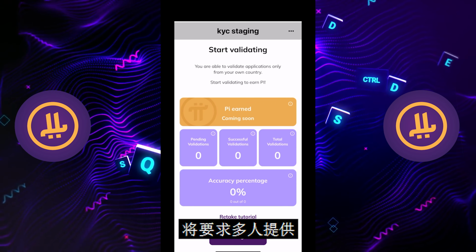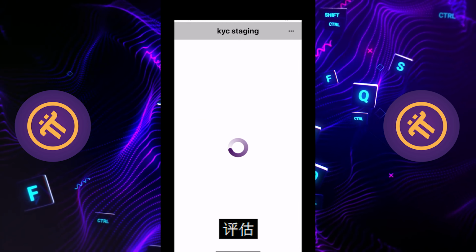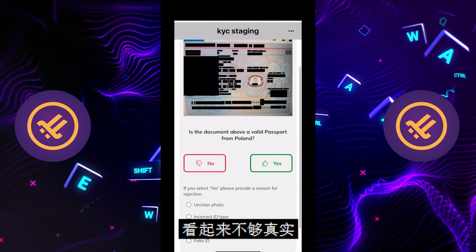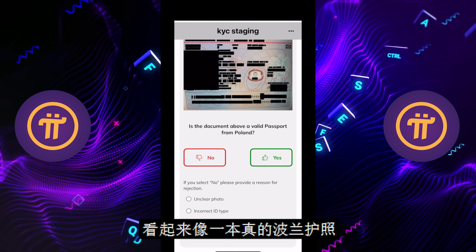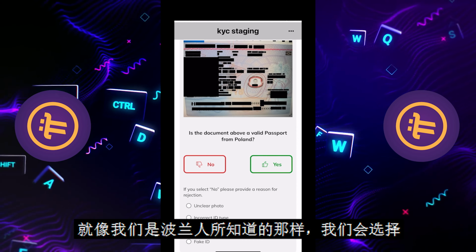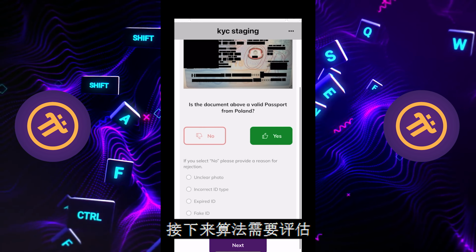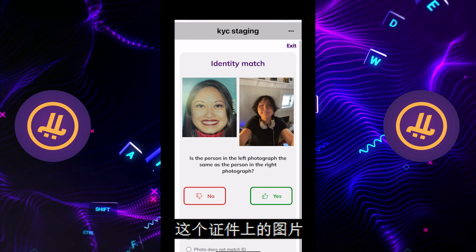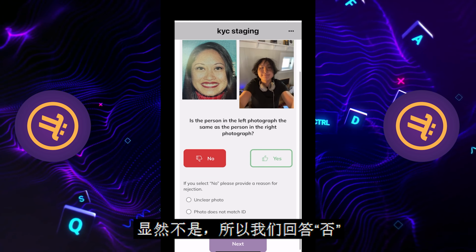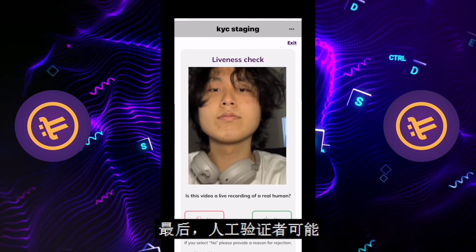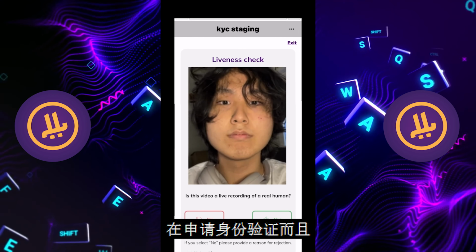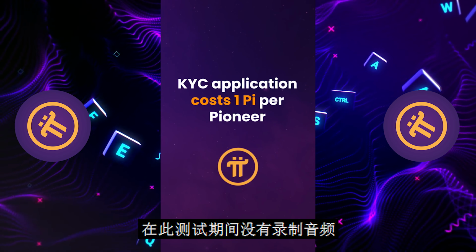To avoid human errors, more than one person will be asked to provide an assessment. Here, the algorithm decided that validators must verify my ID because it didn't look real enough. So, human validators are asked whether this looks like a real Polish passport ID or not. And since this is true, as we would know if we were Polish, we select yes. Next, the algorithm needs an assessment on whether the picture on this ID matches the Pioneer selfie. Well, obviously not, so we respond no. Finally, a human validator may be called to decide if a real living person is applying for ID verification in the liveness test video. No audio is recorded during this test.